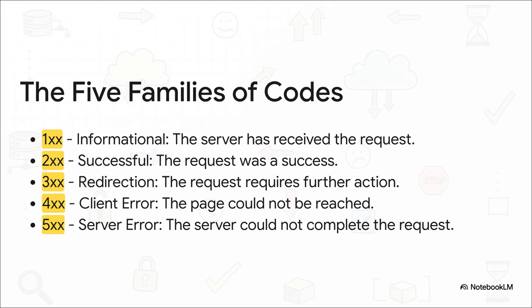Now, this is where it gets really brilliant. All these codes are organized into 5 families, and you can instantly tell what's going on just by looking at the first digit. The 100s are just informational, like a message received receipt. 200s, that means success, everything's great. 300s are for redirection. 400s mean the error is on your end, the client side. And 500s, that means the server messed up.